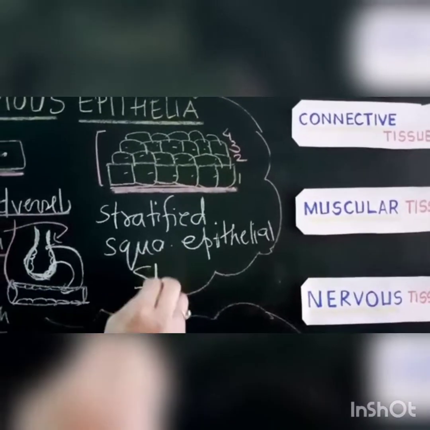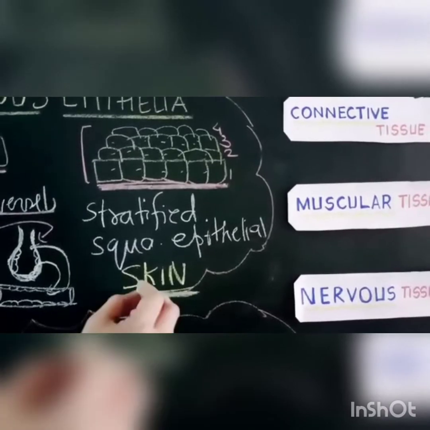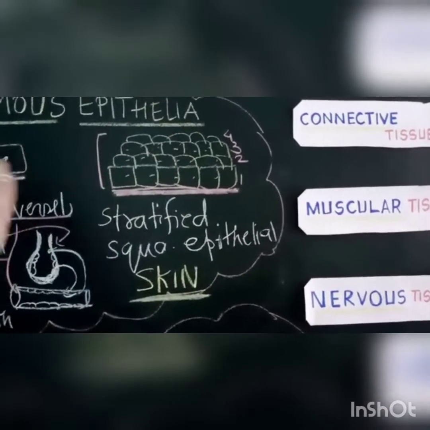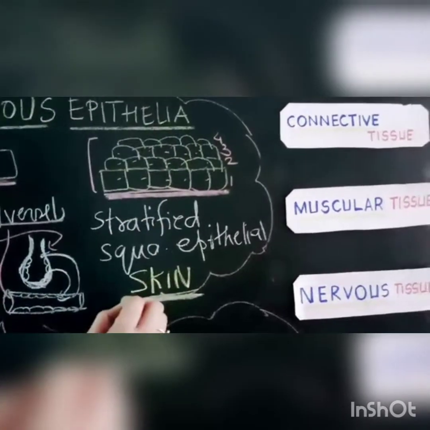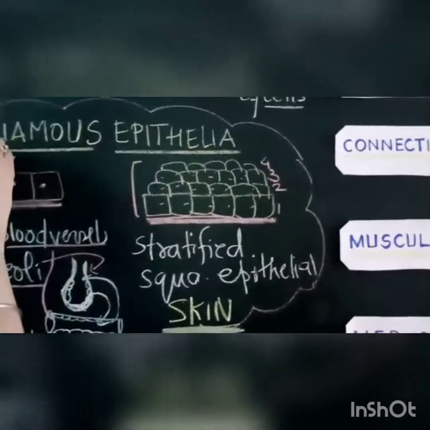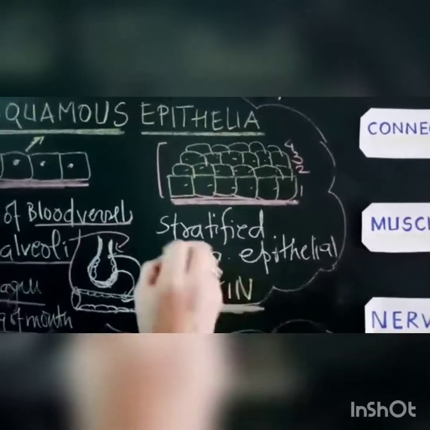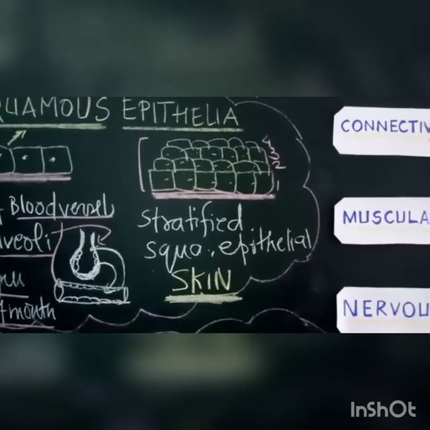So skin has to play the role of protection. So protection cannot be given by only one layer of the cell. So many layers of the cells are present in this tissue. So this is the best example of the stratified squamous epithelia itself, that is the skin.